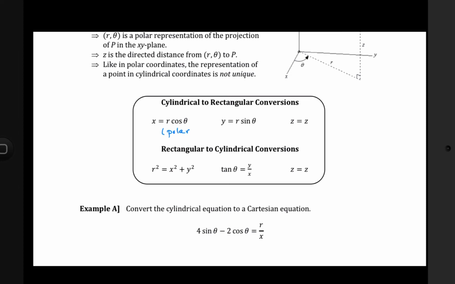So it's the same x and y as in polar, and that comes directly just from right triangle trigonometry. And rectangular to cylindrical, again, same thing. These first two are directly from polar coordinates, and z equals z. So this is really just taking polar coordinates and putting it in 3 dimensions.